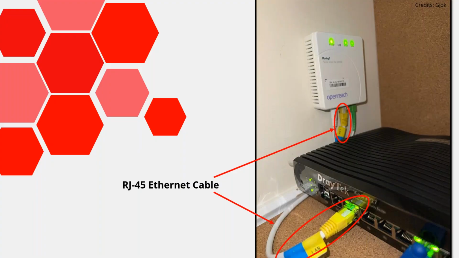So connect the yellow Ethernet cable into the WAN interface of the DrayTek router. The other end goes to the ONT box provided by OpenReach.